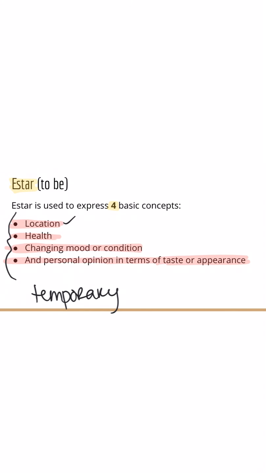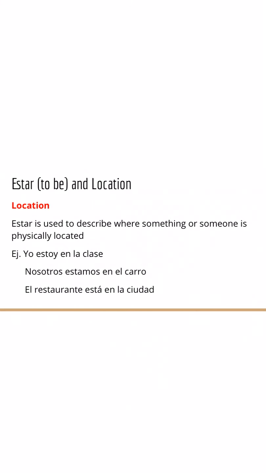Location changes. Health definitely changes. Moods, absolutely. And then personal opinion, yeah, I can think one way, you can think different. Estar is temporary. All right, so we're looking at the first one here, which is location. So when I talked about that before, estar is used to describe where something or someone is physically located. So here we have a couple of sentences here. I see my subject pronoun, yo, and the verb that has to match that subject pronoun, which is estoy.